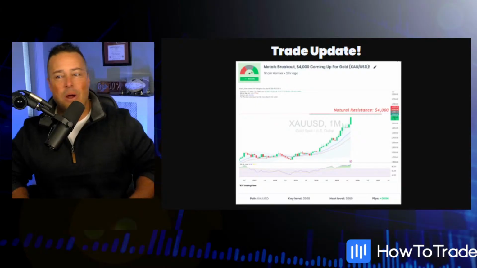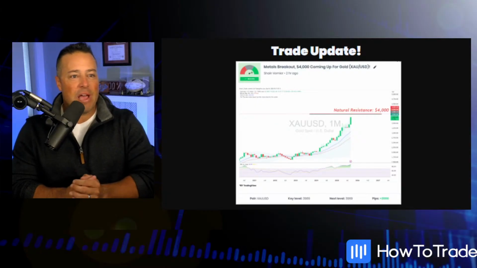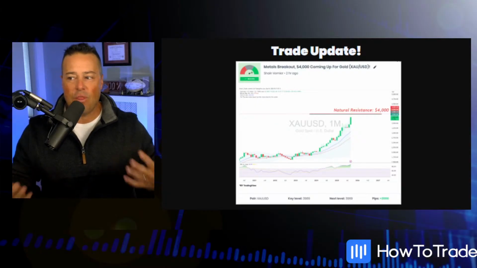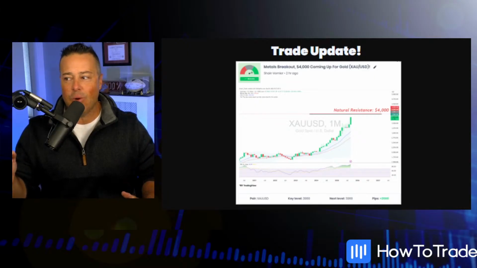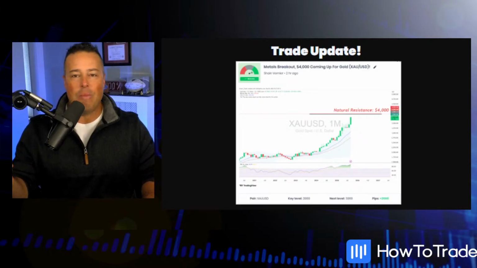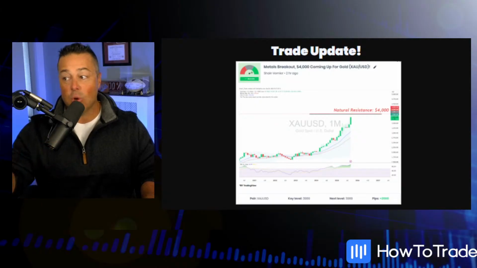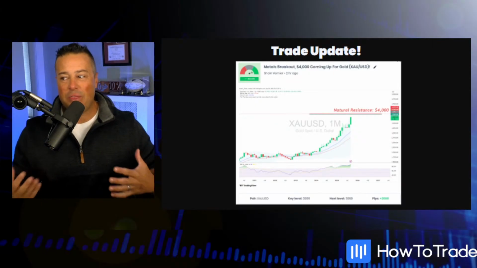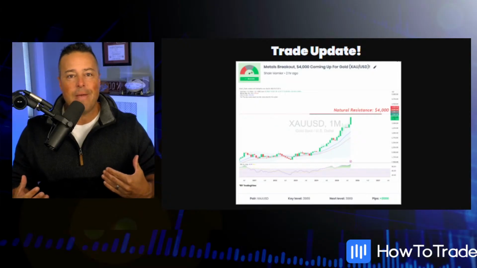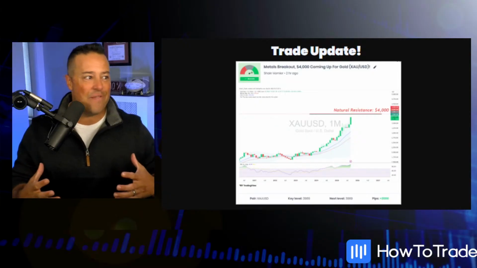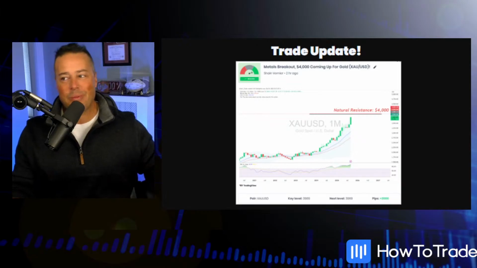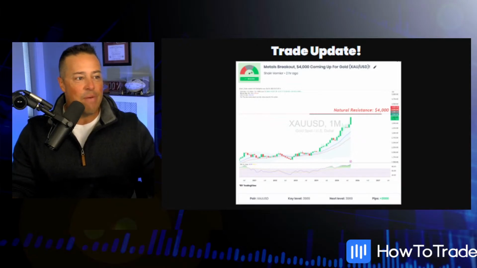As far as our gold trade, metals breakout, 4,000 coming up for gold. We're looking at the 4,000 level. A bit of a pullback here in gold, but not really. The big pullback is in silver. We want to buy a pullback there. We're going to look at that in just a second. But as far as gold goes, we're trading about 3832, about flat on the day. So it's not really a pullback day for gold. I think we go to 4,000. I really do. If we don't get it right away, we just have to be patient and stick with it.